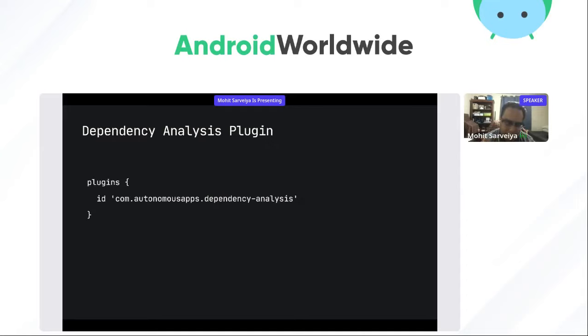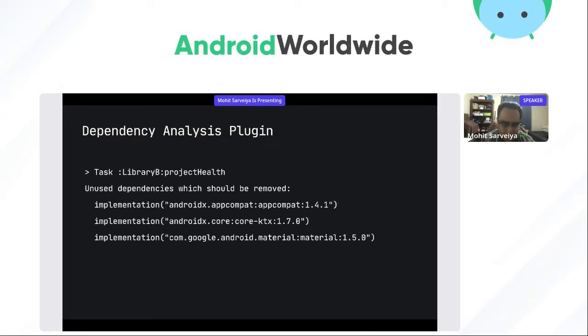The way this works is that you specify the plugin in your root project, your root Gradle script, your root module. And it has basically tasks. It has two tasks. One is called projectHealth, and one is called buildHealth. And when you run projectHealth, it will output a report. And this is what the report kind of looks like.